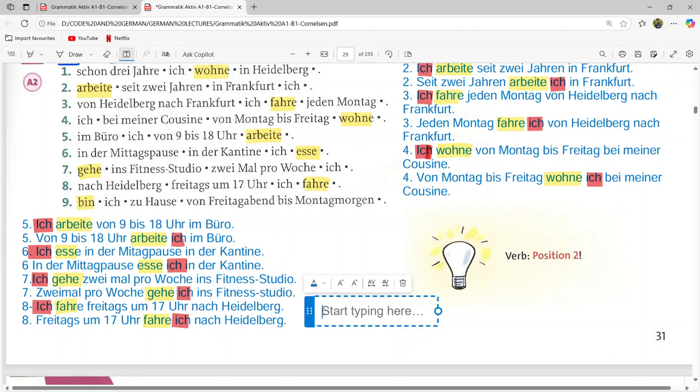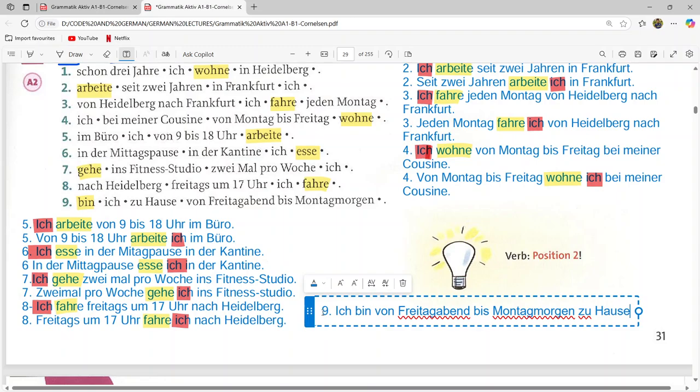So number 9. Number 9, the verb is bin. Okay, so ich bin von Freitagabend bis Montagmorgen zu Hause. I am at home from Friday evening to Monday morning. So how can I write it in another way?